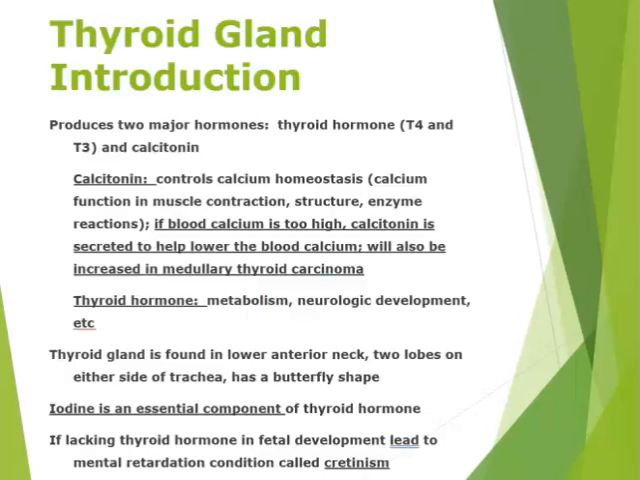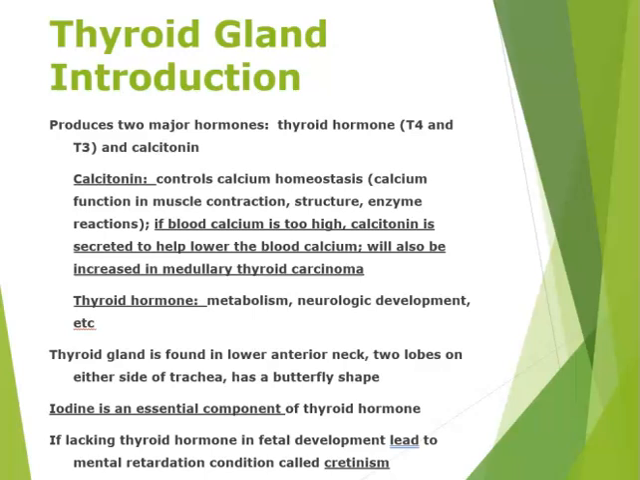to the parathyroid. The thyroid produces two major hormones, T4 and T3, and it also produces calcitonin. Calcitonin controls calcium homeostasis. Think of this homeostasis as calcium's function in muscle contraction, structure, and in enzyme reactions. If blood calcium is too high, calcitonin is secreted to help lower the blood calcium. It will also be increased in medullary thyroid carcinoma. Thyroid carcinoma is basically thyroid cancer.